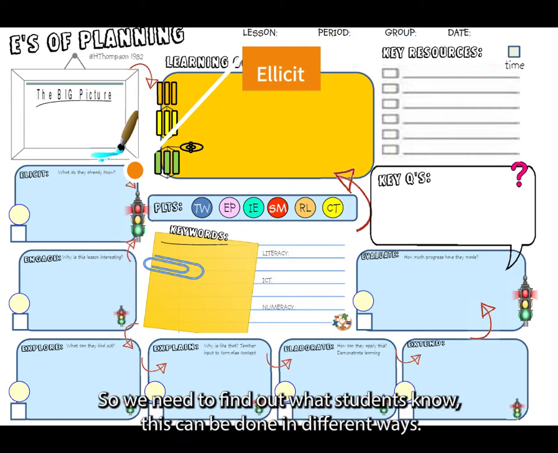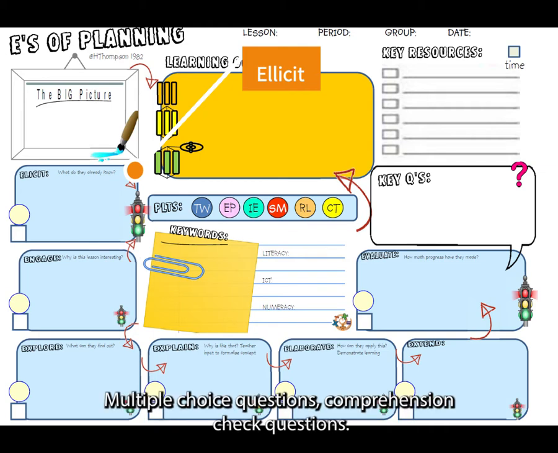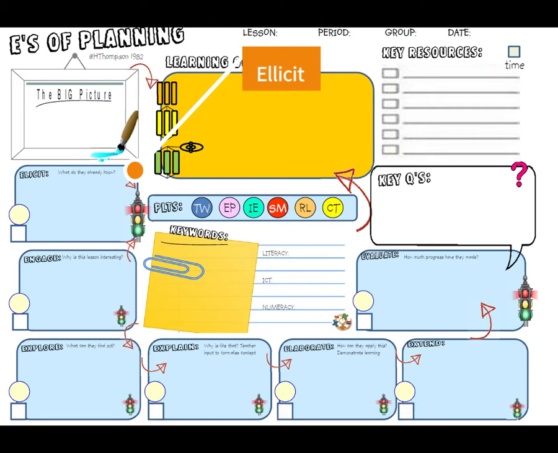So we need to find out what students know. This can be done in different ways. Multiple choice questions, comprehension check questions, quizzes, quick quizzes, just seeing what they know, don't know, post-it notes. This is a good opportunity to find out also if the students have misconceptions about what's going on, if they have a misunderstanding, or if they've learned something incorrectly.